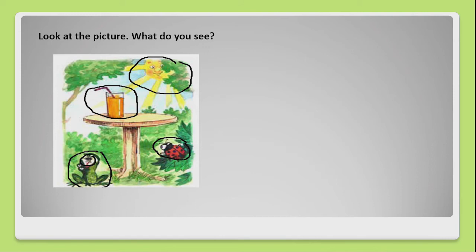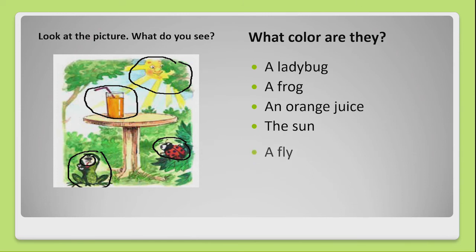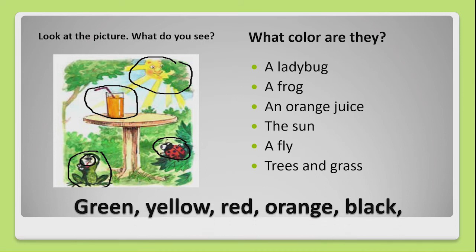Now look at the picture. What do you see? You see a ladybug. You see a frog. You see an orange juice. You see the sun and a fly. Now let's say, what color are they? So they are green, yellow, orange, red and black.